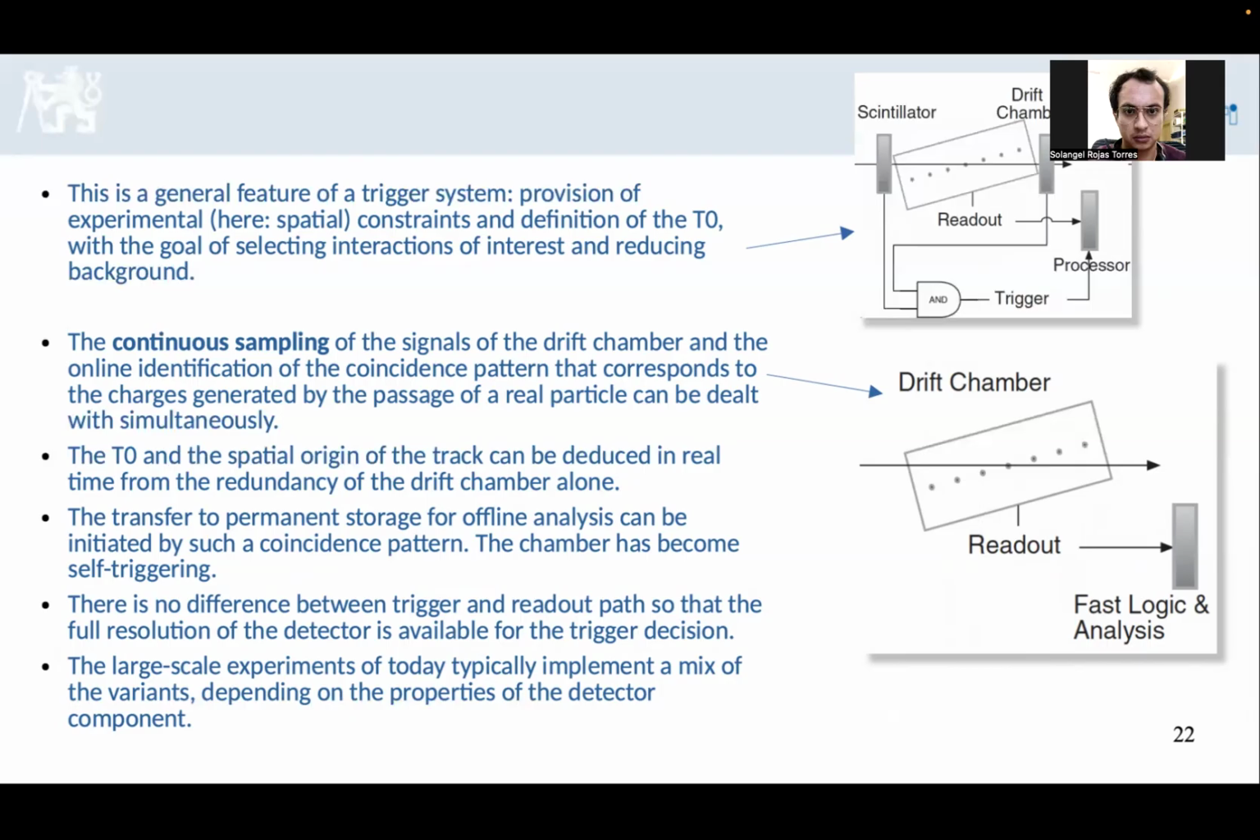In this, you basically do the transfer and the performance analysis using pattern recognition. That's why you need this fast analysis programming or fast logic. There is no difference between the trigger and readout. And normally in a big experiment you have a mixture of these things, so you use different types of trigger, the low level and high level triggers.